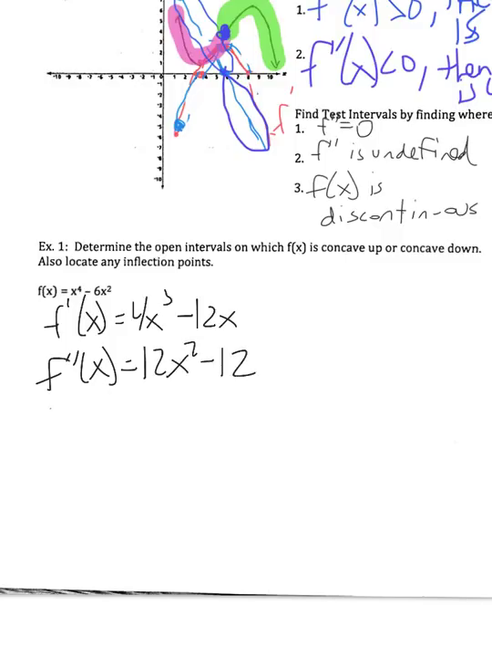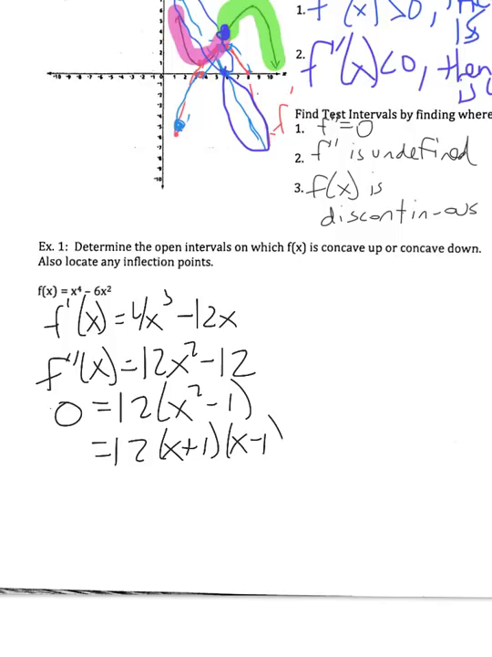So what we're after is anywhere the second derivative is 0 or undefined, or anywhere the original function is discontinuous. So we set this equal to 0 and solve. So factor out of 12. Factor x squared minus 1. So x equals plus or minus 1.